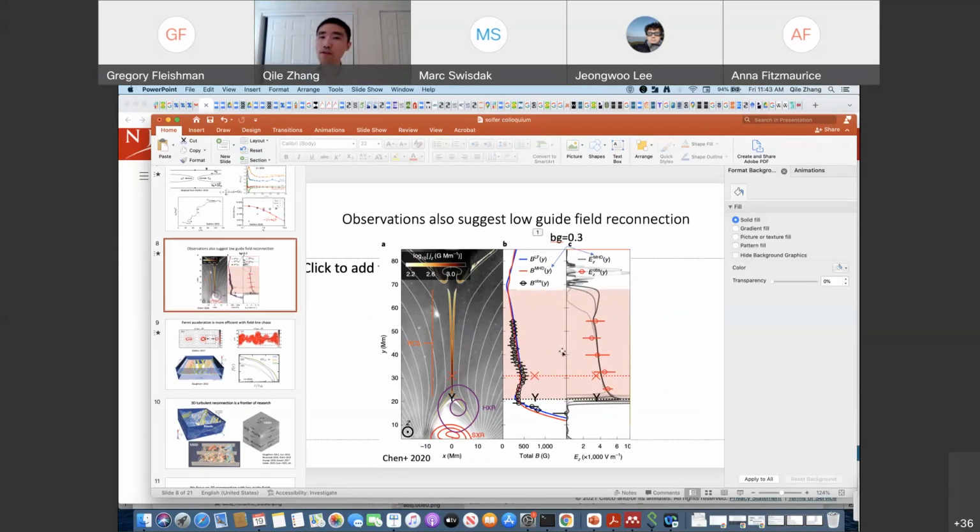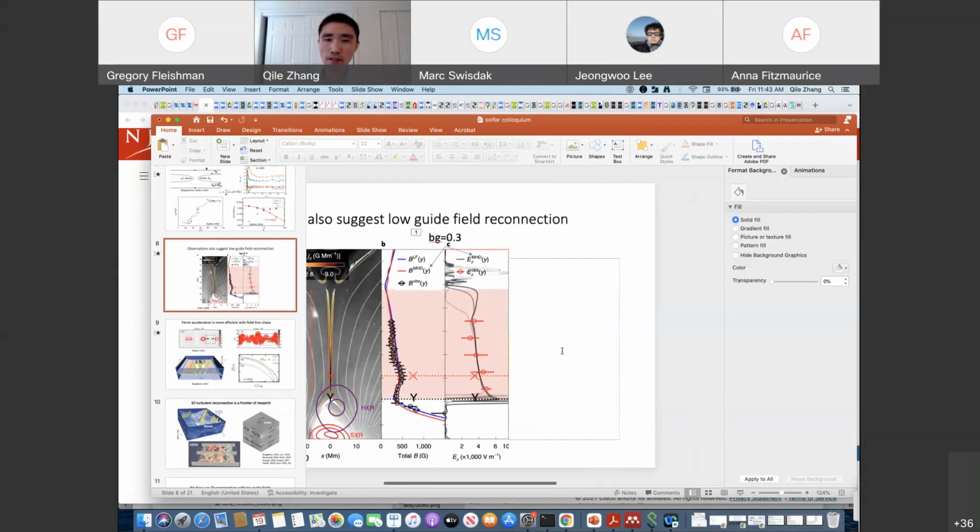There are also other ongoing works in the solar collaboration. For example, Chu Zhong's work using the arcade oblique angle to infer the guide field. It's actually inferring that the guide field would decrease as a function of time during the flare, and it can decrease to below 0.5.